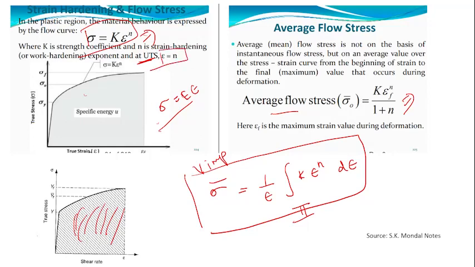Ma'am, by flow stress, do you mean the gradient of the stress? See, what is actually flow stress? It is the stress that is needed to deform a material at constant strain rate, in the plastic range. So you have to provide a constant strain rate, because now it is plastic deformation.